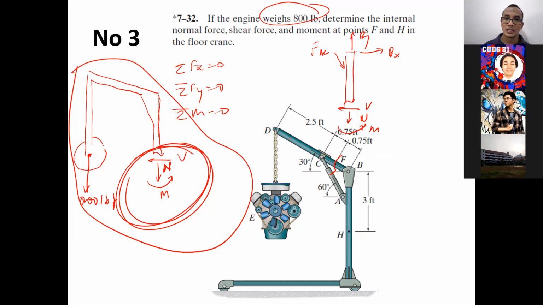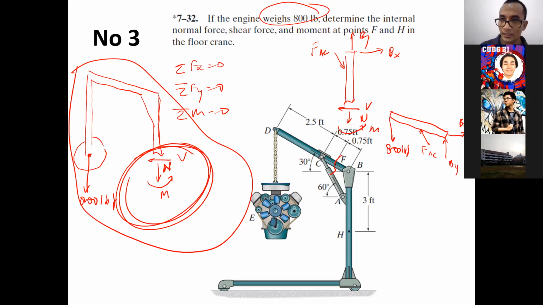So, like it or not, we have to solve for the external force happening at member DB. What you're supposed to do is solve member DB first. This is member DB, for example. We have 800 LPF, we have FAC, and then we have BY and BX. Sigma moment at B, we can find FAC. Sigma FX equal to 0, we can find BX. Sigma FY equal to 0, we can find BY.